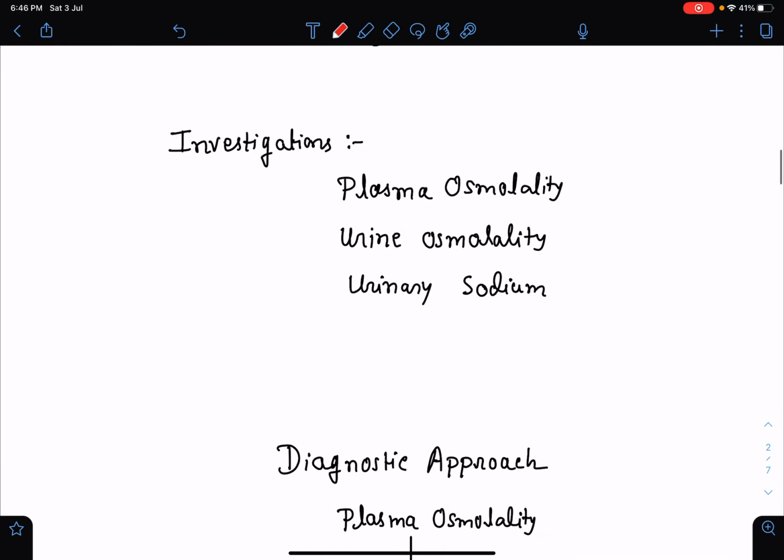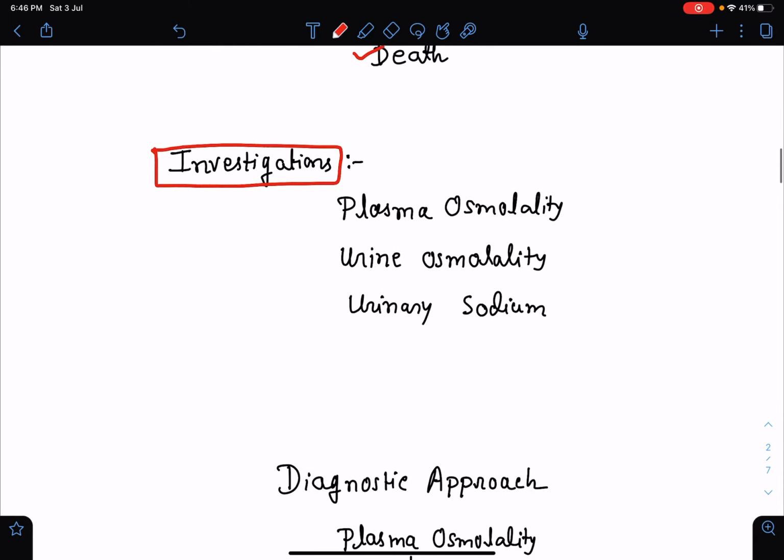If we talk about investigating a case of hyponatremia, there are three very important things we need to know so that we can classify hyponatremia and treat it depending on the classification and the causes. These three investigations are plasma osmolality, urine osmolality and urinary sodium. The importance of these I am going to discuss next.